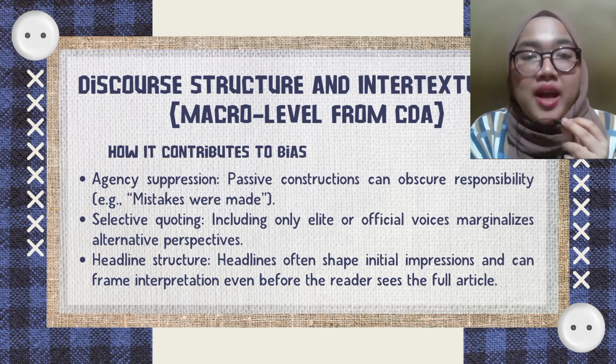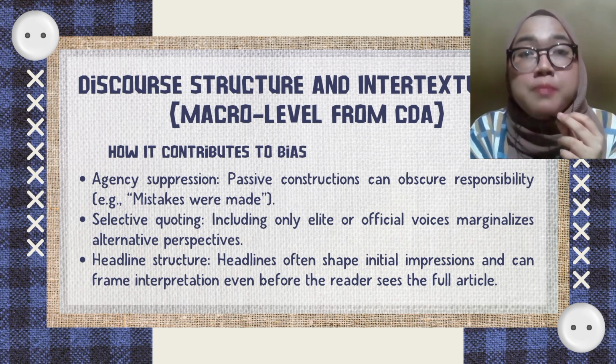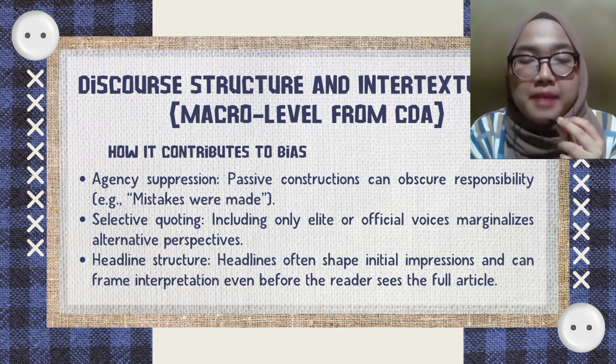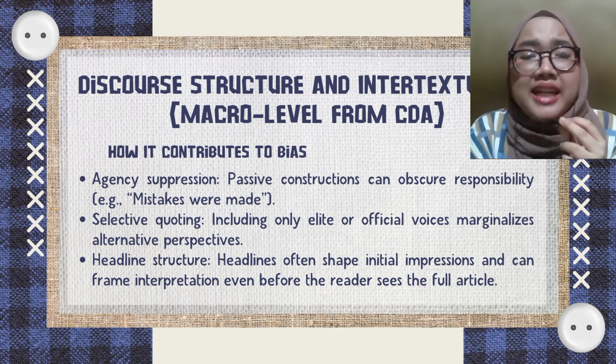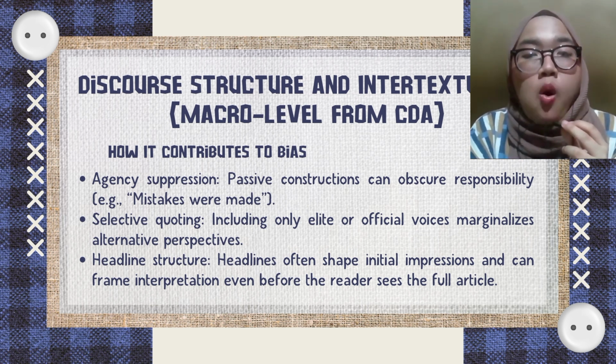There are three main ways this happens. First is agency suppression. Journalists may use passive voice to hide who is responsible for something. For example, "mistakes were made." If the sentence doesn't say who made the mistake, this protects those in power. The second is selective quoting. Journalists may only include quotes from government officials or experts while leaving out the voices of everyday people or opposition groups. This makes it seem like only certain people's opinions matter, which creates a one-sided story.